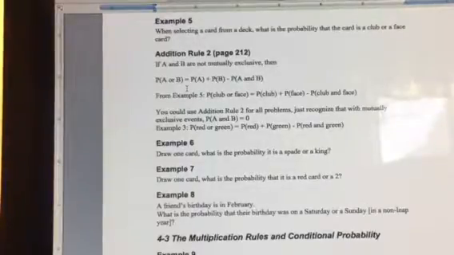This video is also from section 4-2, and it will look at addition rule 2 by working through examples 5 and 6. Example 5. When selecting a card from a deck, what is the probability that the card is a club or a face card?